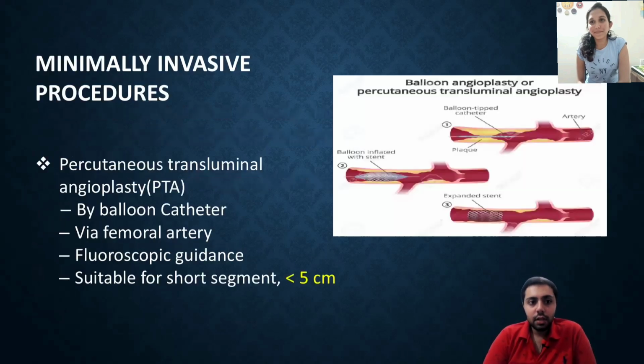Then first we'll go for a minimally invasive procedure, that is the PTA, percutaneous transluminal angioplasty. Again, the same balloon catheter has to be inserted via the femoral artery in this case, under fluoroscopic guidance, and it is only for less than 5 centimeter segments, short segments we use. Whereas for more than 5 centimeter segments, you have to put a stent and then come back. We cannot just expand and come back. So more than 5, as you can see in the image, we have a stent.